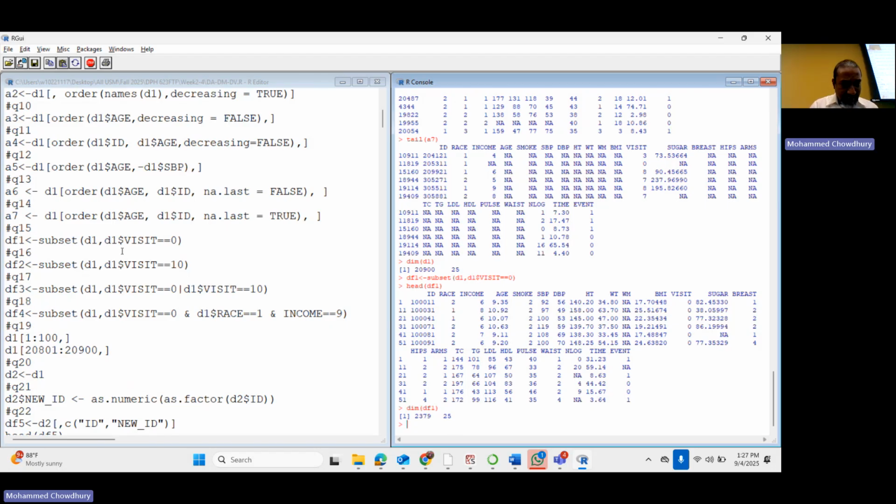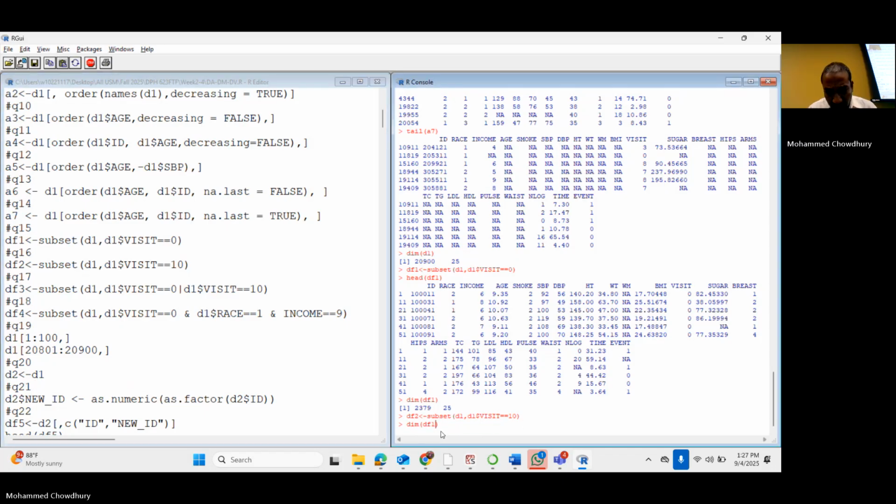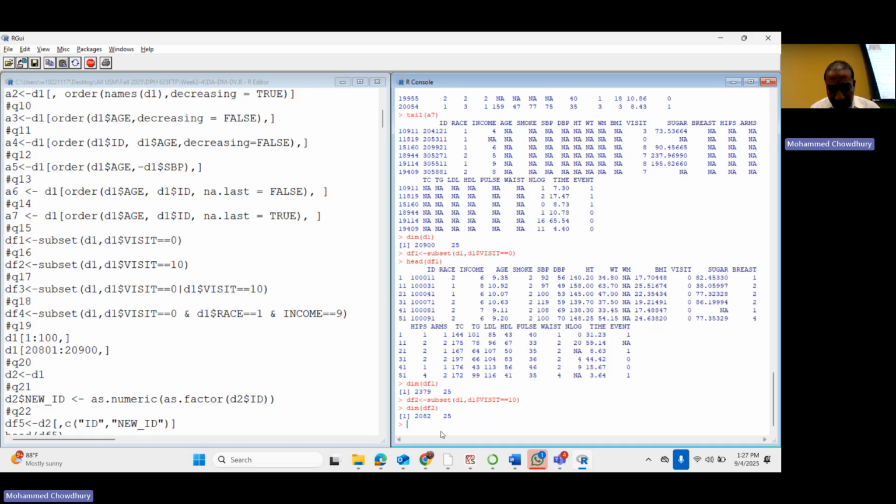This is the last visit. If you take a look at the last visit, how many rows are in there? That should have 2082 rows. This is the last visit. After doing that, now I want to do question number 18.